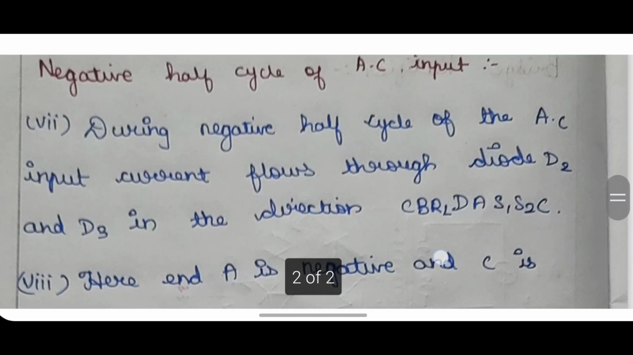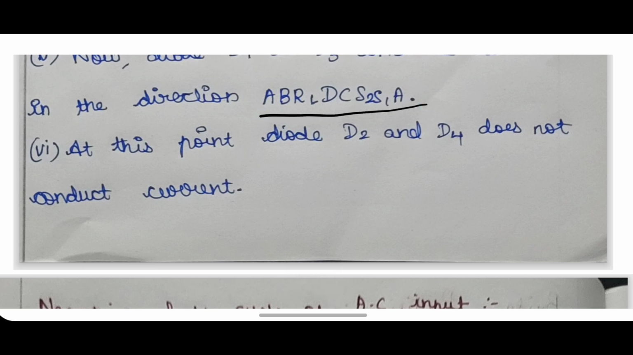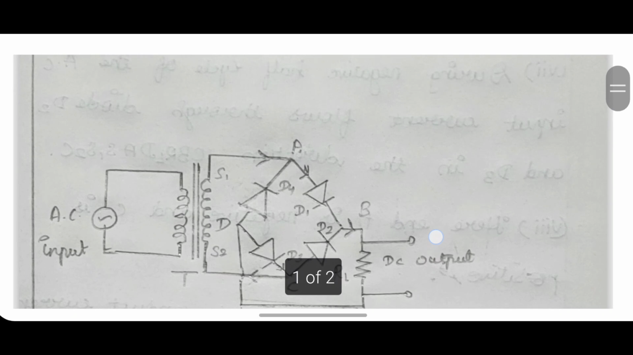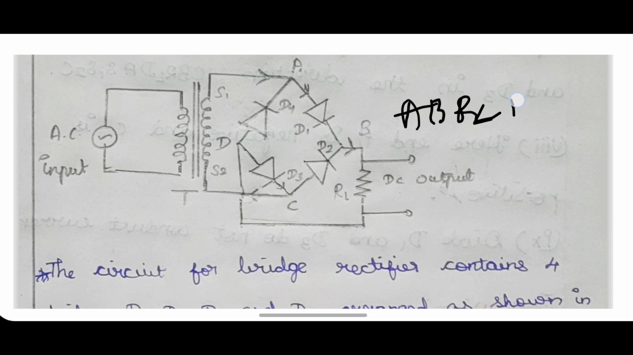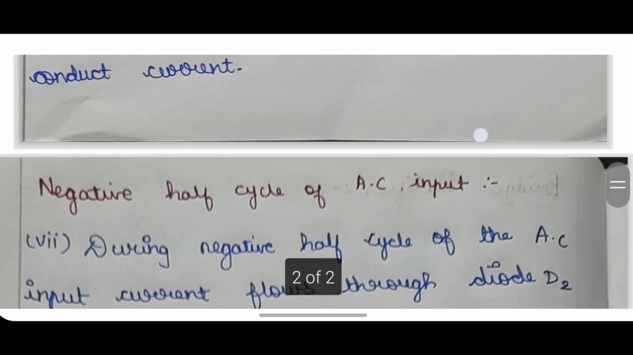If we see during a positive half cycle, the direction is A, B, RL, D, C, S2, S1. In that direction it is going to flow.